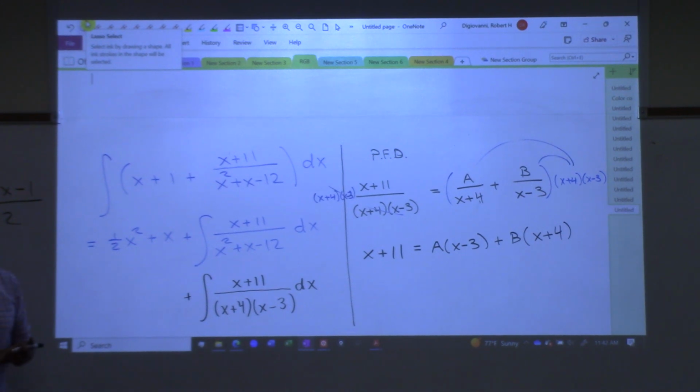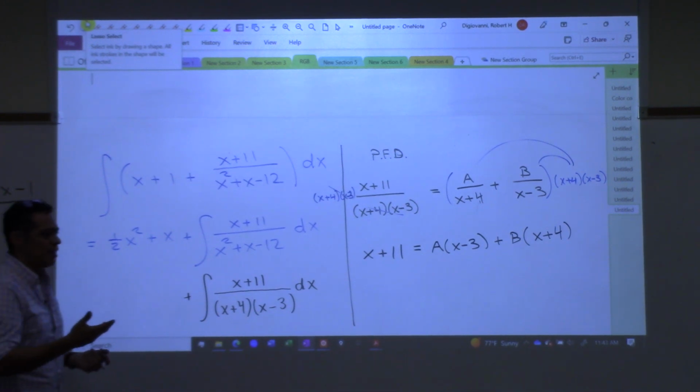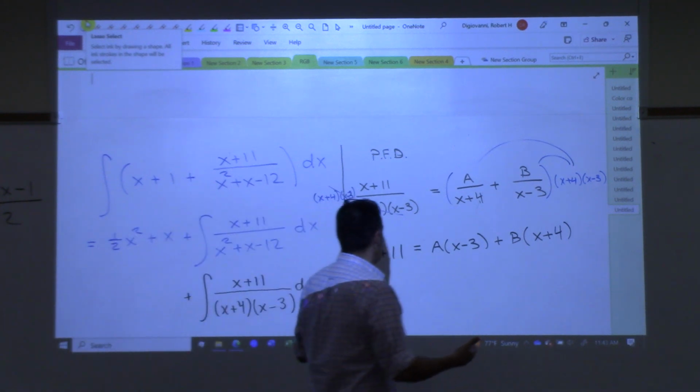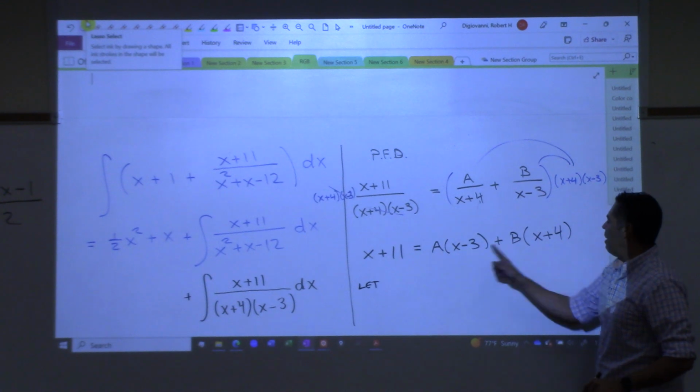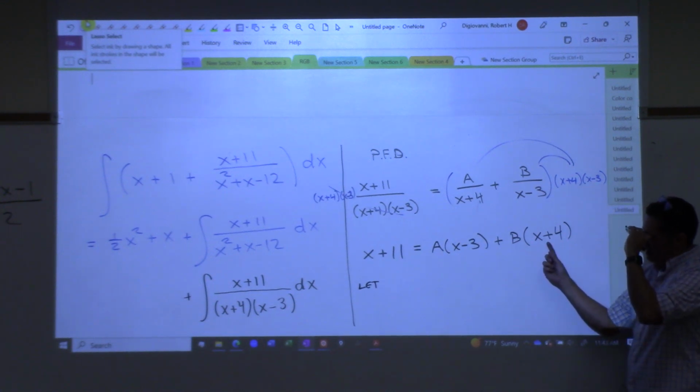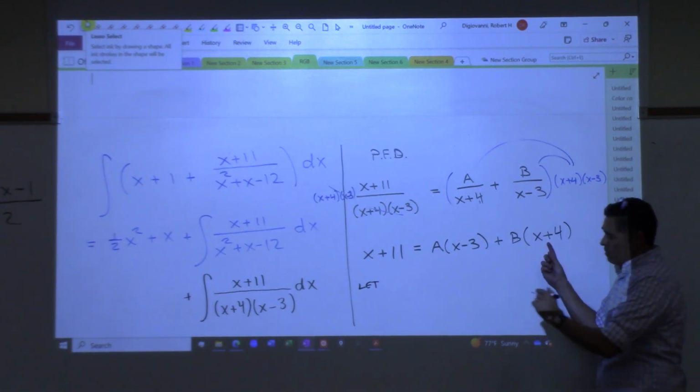How would you all approach this now? Okay, so go after the a and b directly by letting x be whatever number kills off those factors. So I normally like to go after the a first. So I'm going to kill this one off. So I'm going to let x be what? -4?